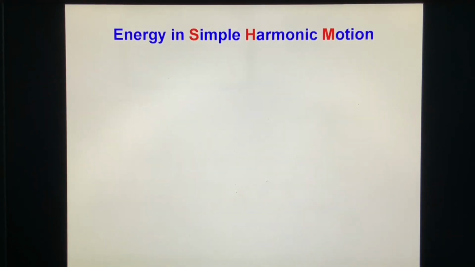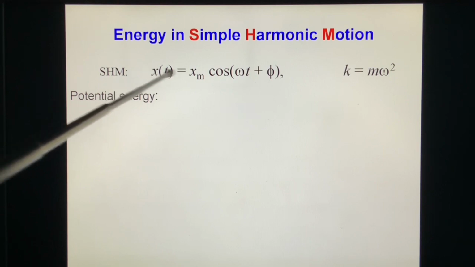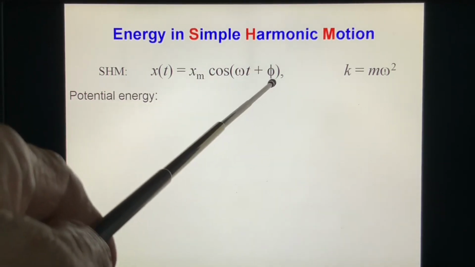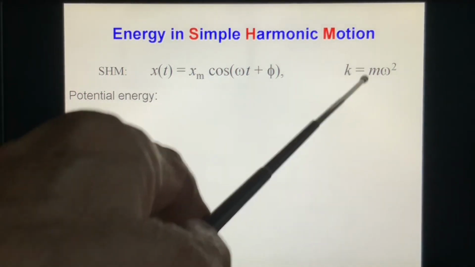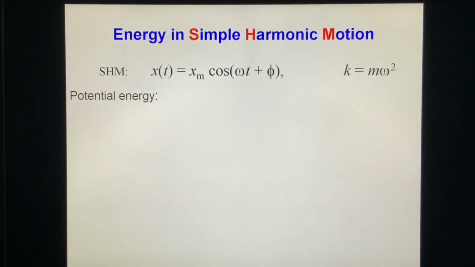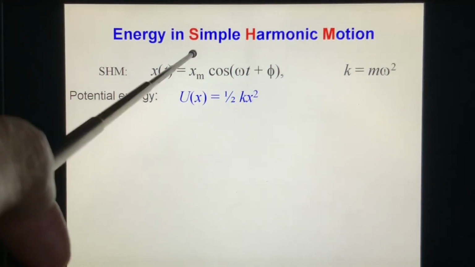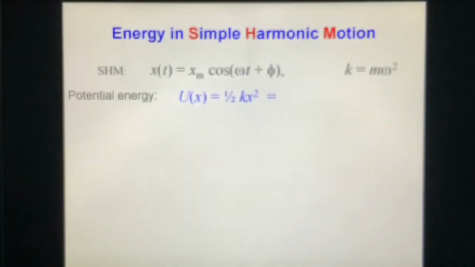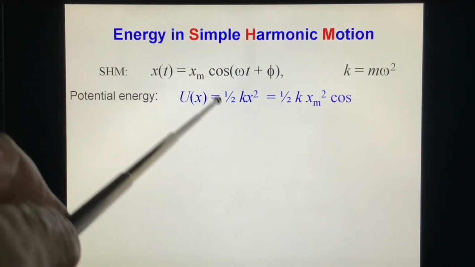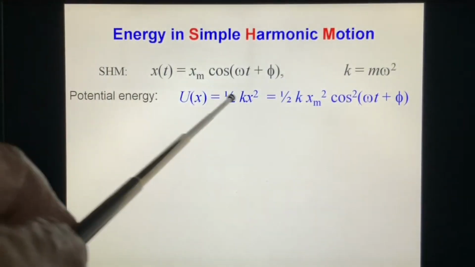Energy in simple harmonic motion. We know x at time t is xm cosine of omega t plus phi. And we know that k equals m omega squared. So let's see its potential energy. The potential energy of a spring equals half k x squared. We put in x squared, this is xm squared cosine squared, and put in the k.